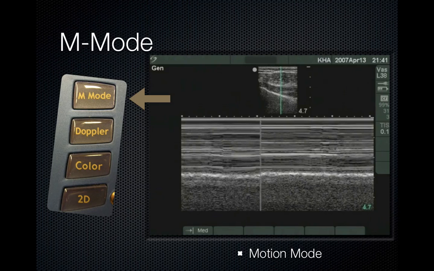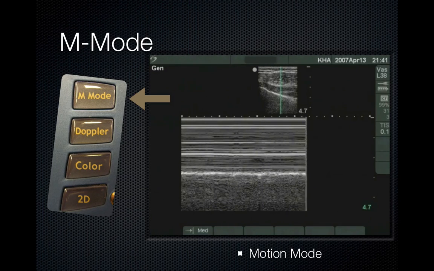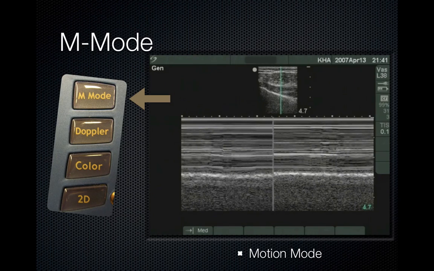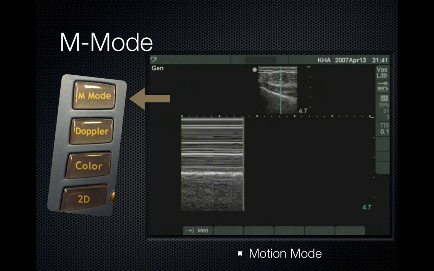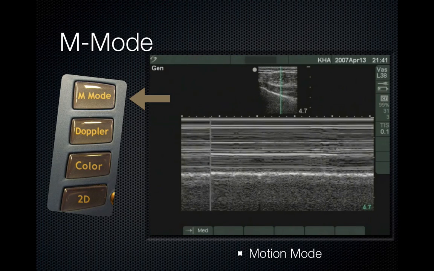M mode is motion mode. When this button is pushed, the green vector can be placed across the point of interest, and the M mode button is pushed a second time, and everything that's occurring across that green line of interest is displayed over time on the x-axis.